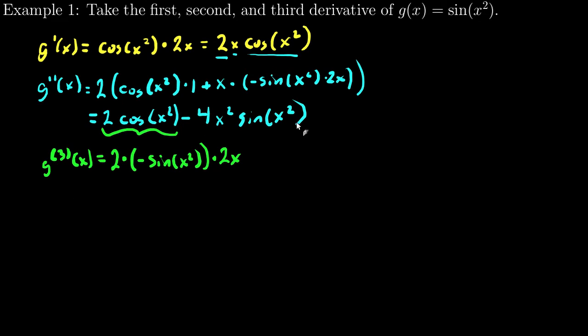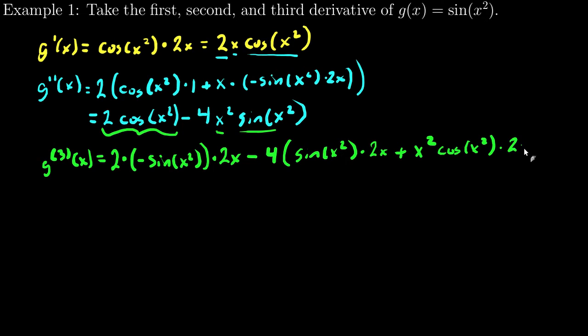But now I have this mess, so I'll start off the same way, minus 4, and I have product rule with a chain rule. So I do this times the derivative of that, so I have sine of x squared times 2x plus that times the derivative of this, which is going to be x squared cosine x squared times 2x.